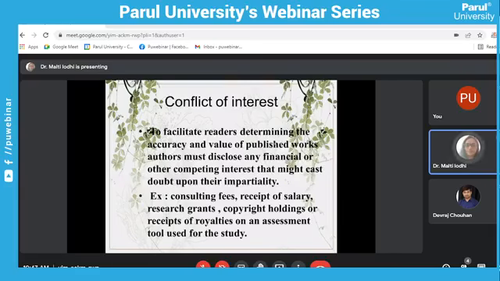Now, this is the main point which has to be discussed while you are disseminating or communicating your research findings. To help readers determine the accuracy and value of published work, authors must disclose any financial or other competing interest that might cast doubt upon their impartiality. So that conflict has to be resolved by the researchers before disseminating the research findings.